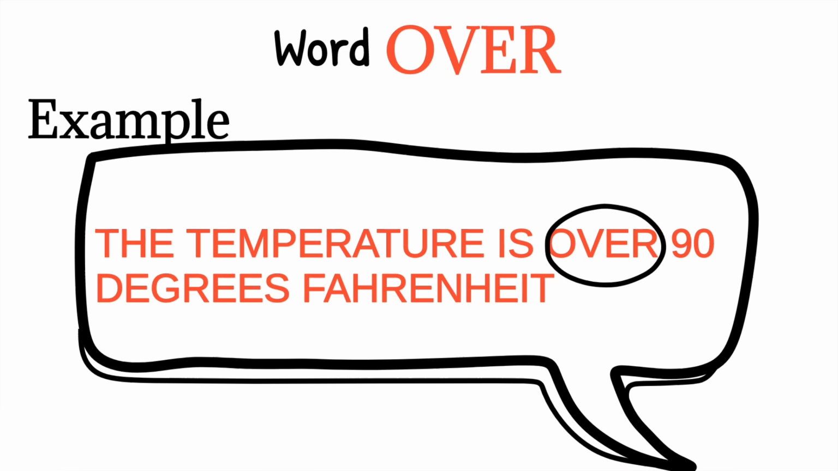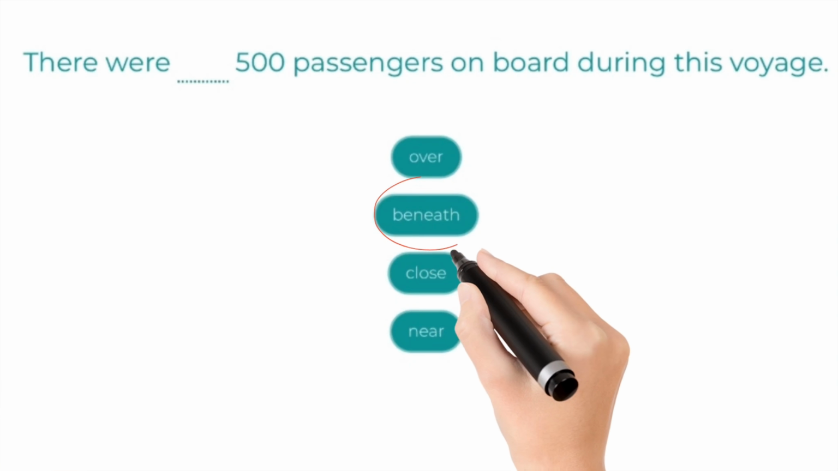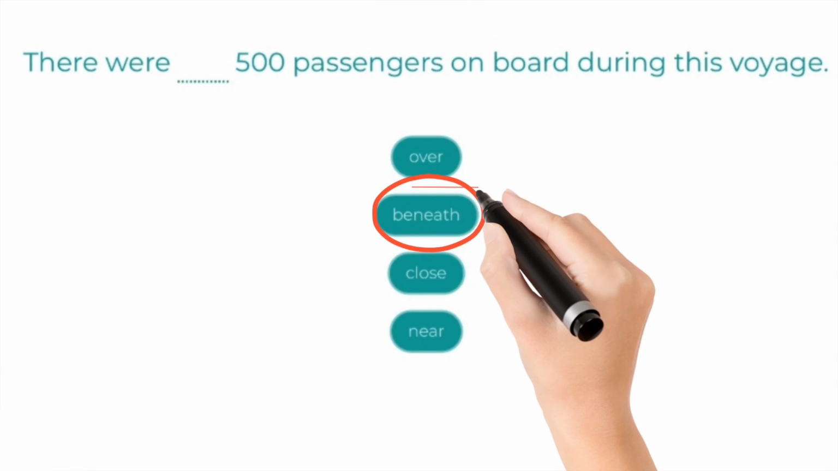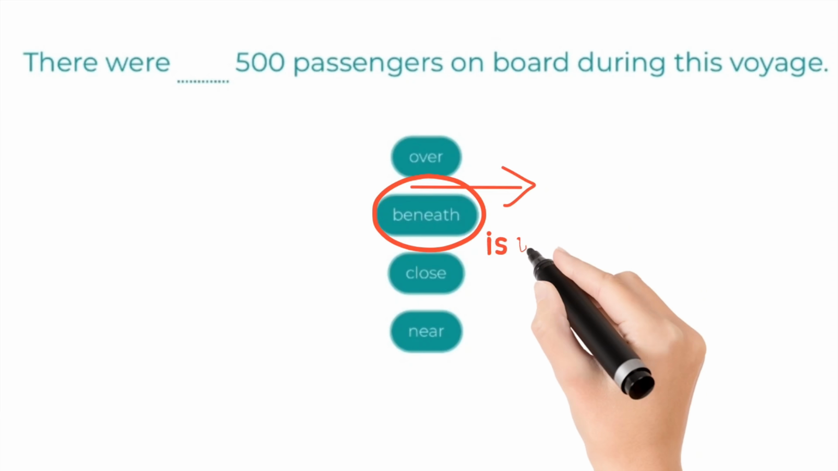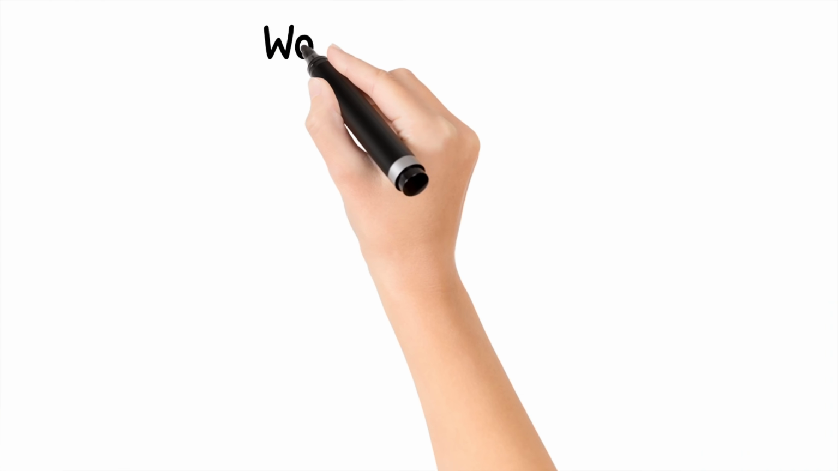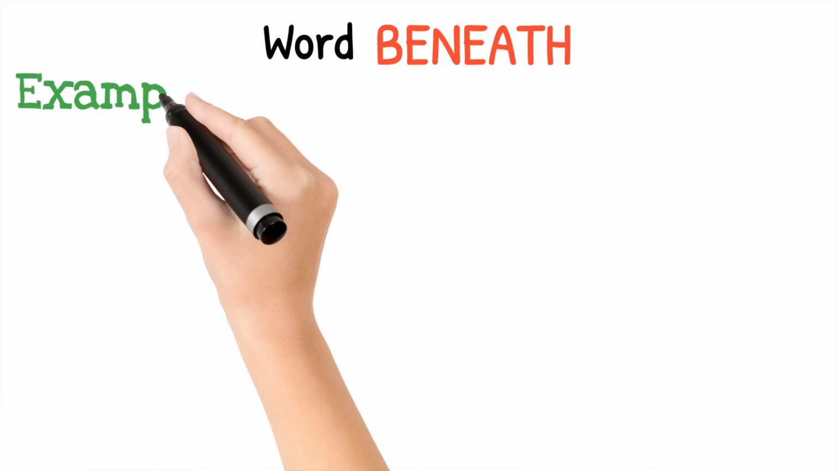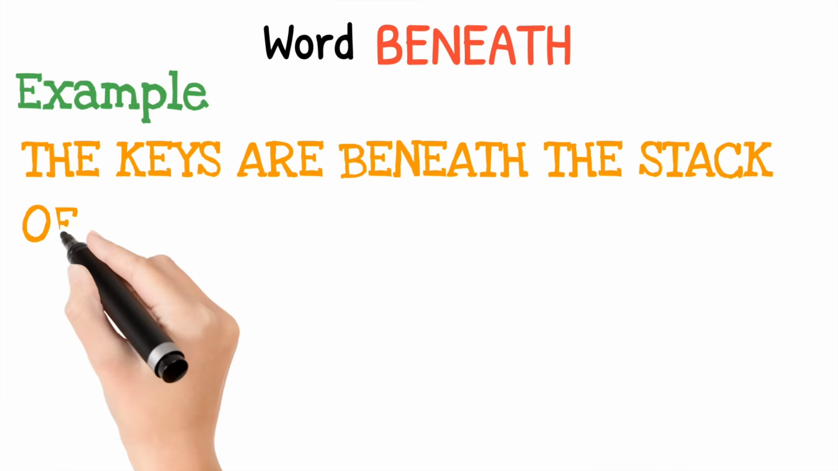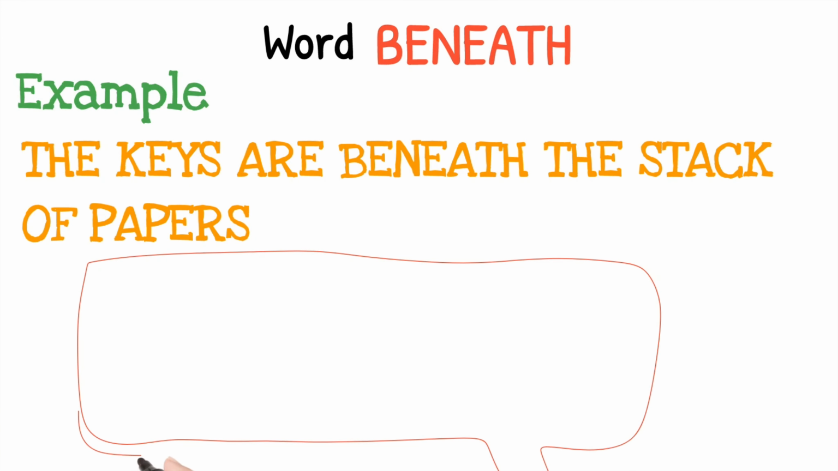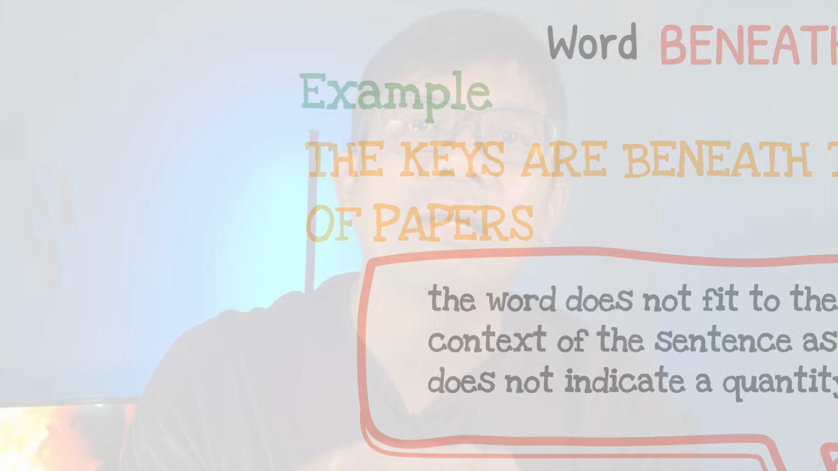So how about the word beneath? The word beneath is used to indicate something that is located below or underneath something else. Let me try to give you an example. The keys are beneath the stacks of paper. I repeat, the keys are beneath the stacks of paper. This word doesn't fit the context of the sentence, as it does not indicate quantity.